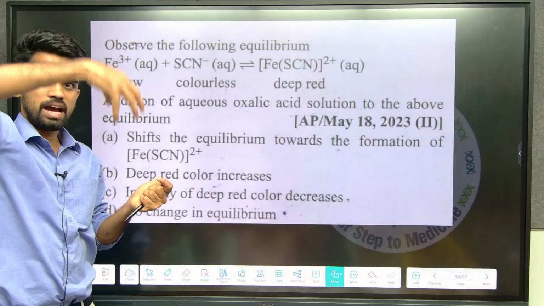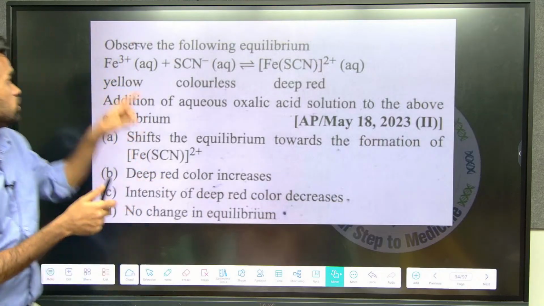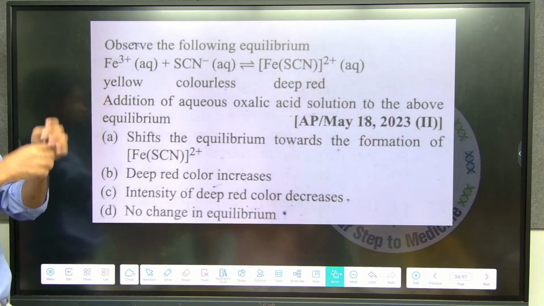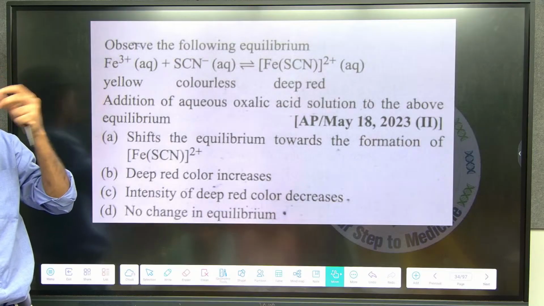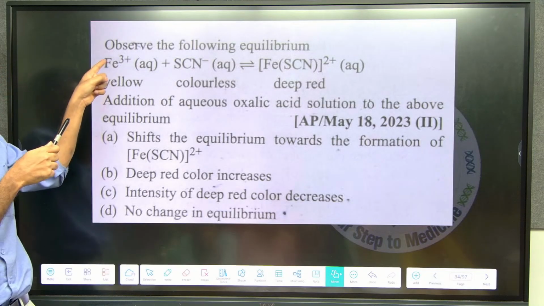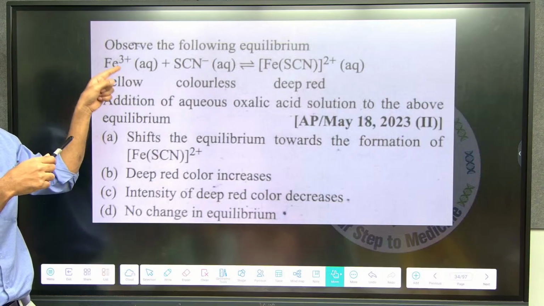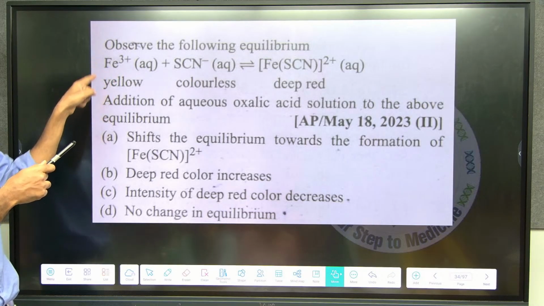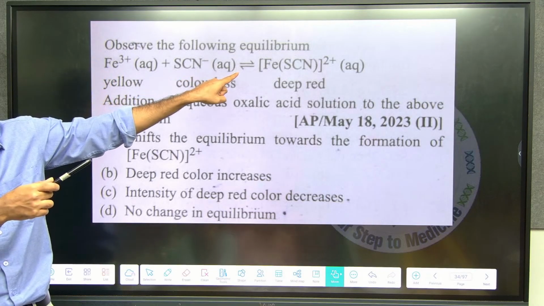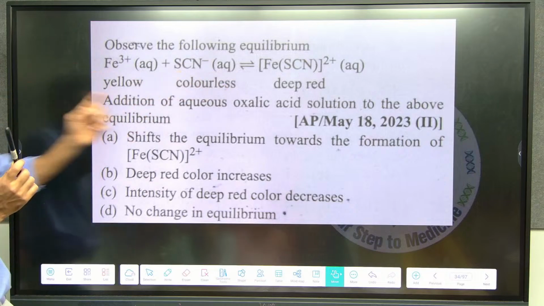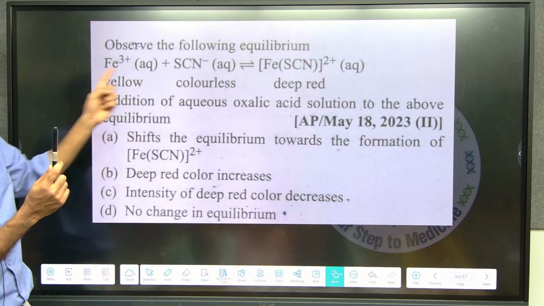Oxalic acid, suppose you add it, what does it do? It reacts with this. So all the Fe plus 3 ions are taken by oxalic acid. Now what happens to the concentration of Fe plus 3? Decreases. If its concentration is decreasing, the equilibrium shifts backward. So now tell me, if it is shifting backward, what happens to the colors?